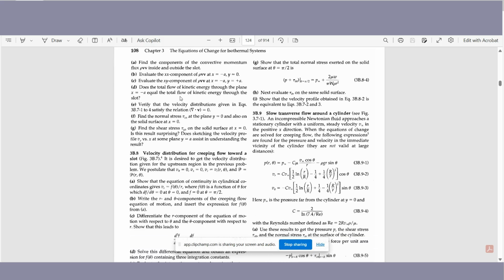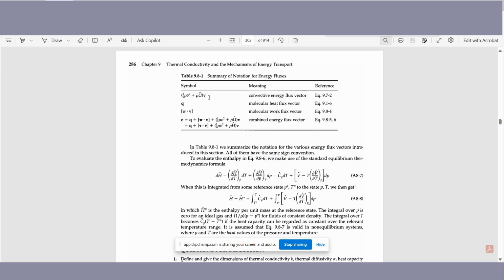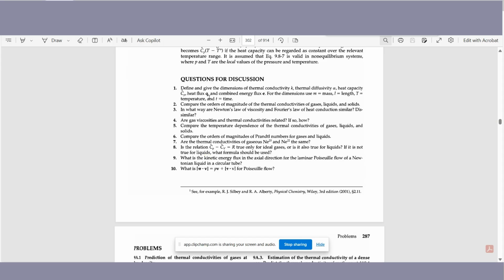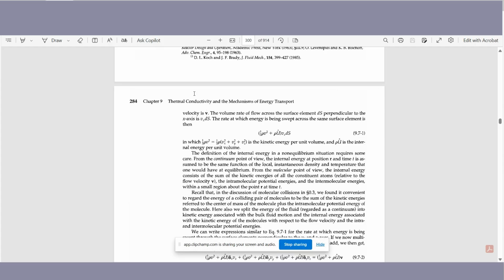Part D: find the total flow of kinetic energy through the plane x equals negative a, equal to the total flow of kinetic energy through the slot. This is a more complicated problem, so you have to look through the textbook for what it's even talking about. I did Control F and looked up kinetic energy. This is what I found. There's a bunch of random stuff throughout the book, 39 hits, but you just have to look and see what's up.